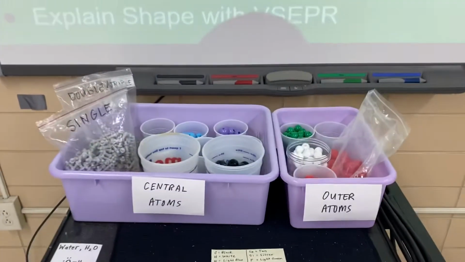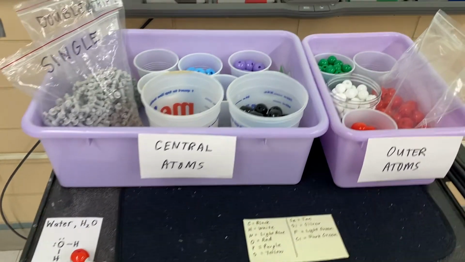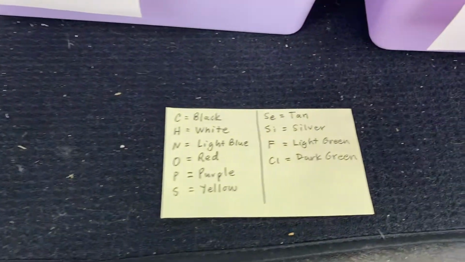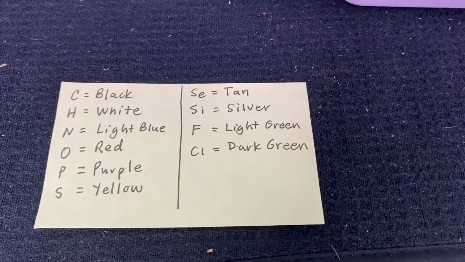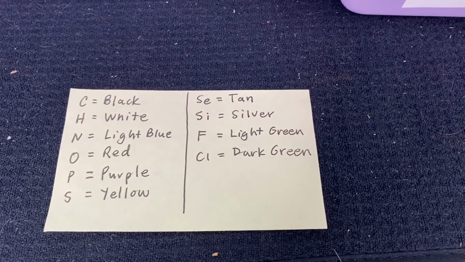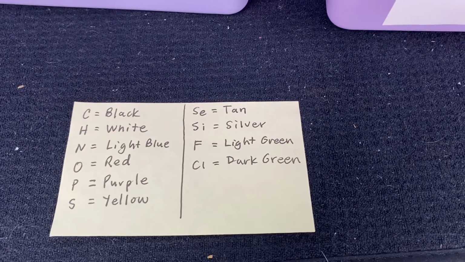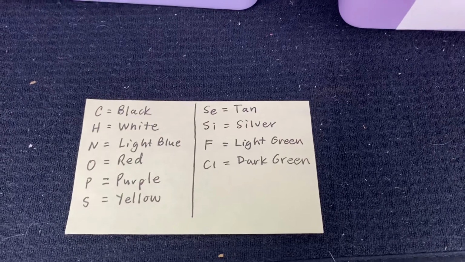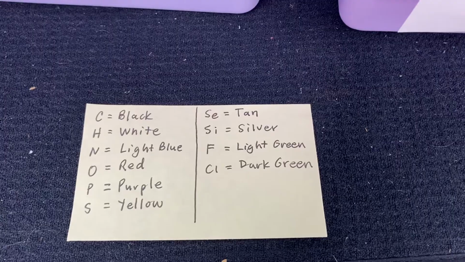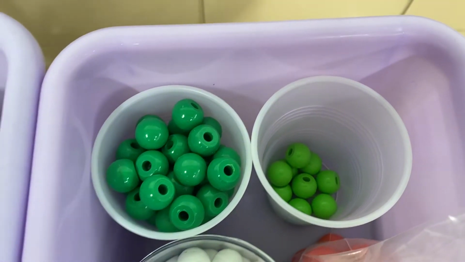And we're going to build the models from some pieces here that I want to kind of explain. So first of all, there is some color coding to this. The standard I've got here on this post-it note: carbon is black, hydrogen will be white, nitrogen is light blue, oxygen is red, phosphorus is purple, sulfur is yellow. And then some of the lesser used ones: selenium will be tan, silicon will be silver, fluorine is a light green, and then chlorine is a darker green.